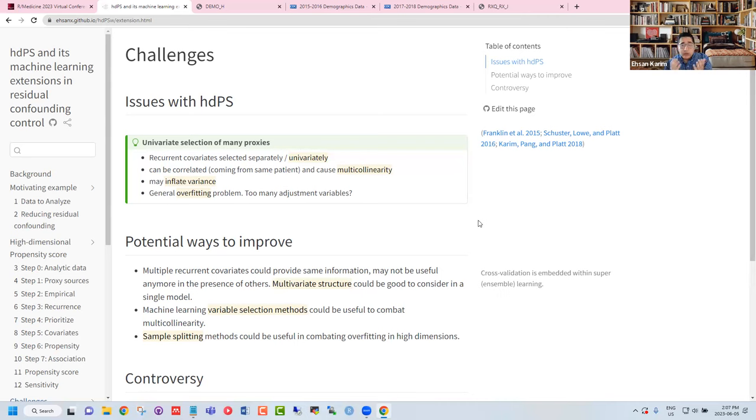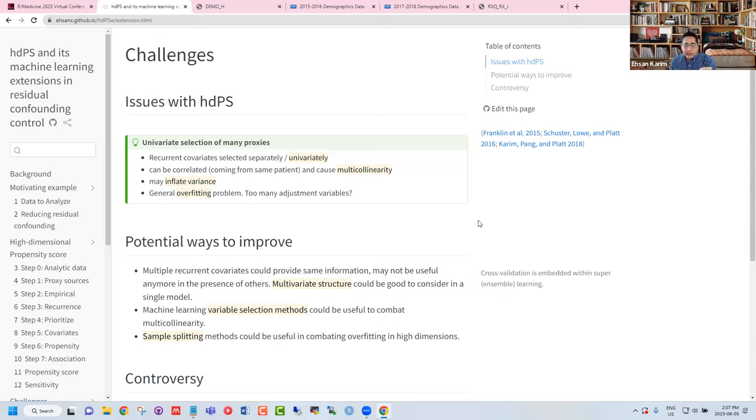That means we are basically univariately or bivariately selecting all of these associated proxy variables, and we are not using a multivariate model. The problem that begins is that, for example, in the presence of an already selected proxy, another proxy might not be useful anymore. That might not be a confounder anymore, right?